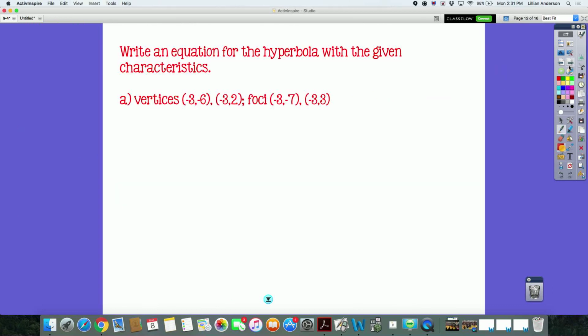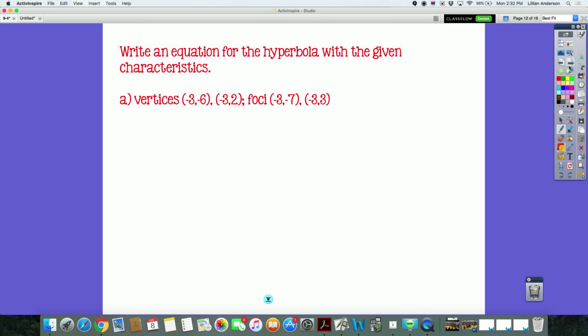Now we're going to shift gears from graphing to writing the equations for hyperbolas when they have certain characteristics. Very similar to ellipses, you do need to work your way backwards, finding the value of a, the value of b, and also finding your center in order to write the equation for your hyperbola. But you do need to identify whether it's going to be horizontal or vertical, because that's going to tell you whether your y's or your x's are going to be first. So let's start with this one.